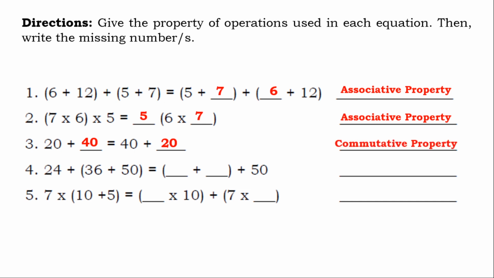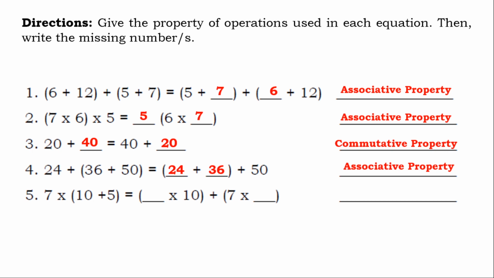Number 4, 24 plus 36 plus 50 equals blank plus 50. So what is the missing number? The missing numbers are 24 and 36. So the property of operations used is the associative property.